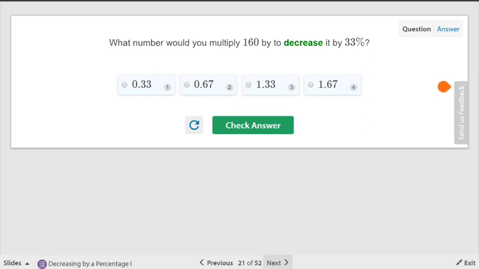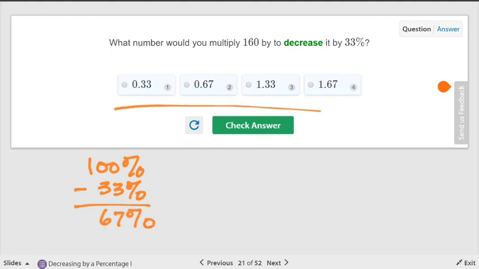What number would you multiply 160 by to decrease it by 33%? So all they want is the decimal part. So you're still going through the same process. You're going to decrease it, which means add or subtract? Subtract. Subtract 33% from what? 160. No, from 100%. Right? Decrease means subtract it. So you're always going to have your 100%. So 100% minus 33% is going to give you what?